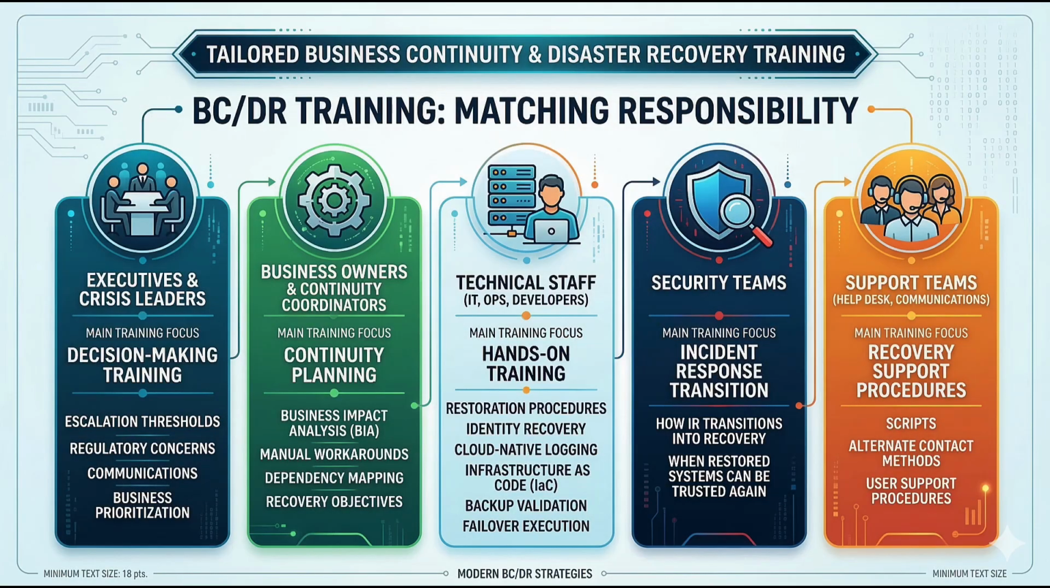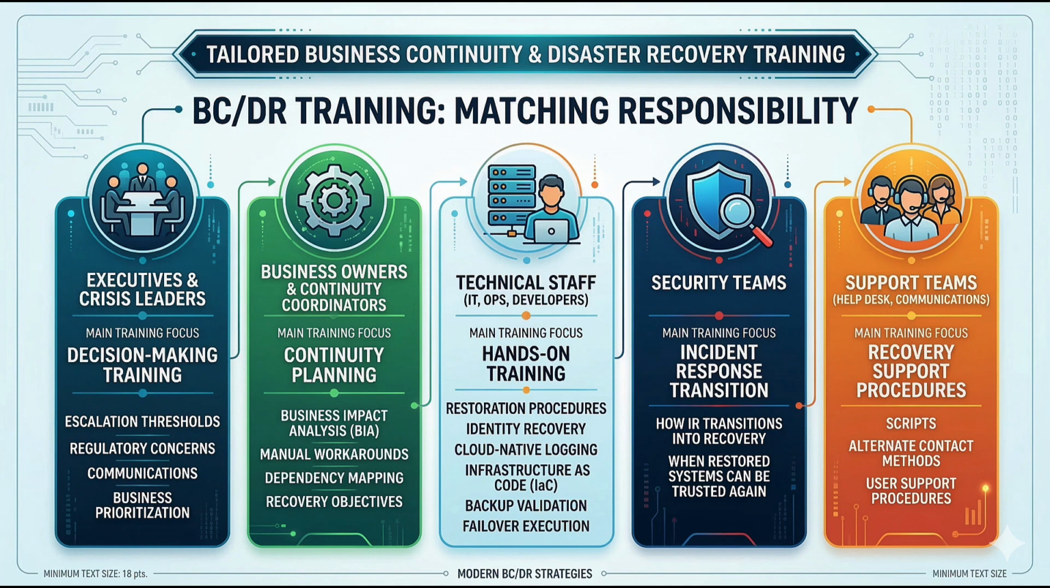Training must match responsibility. Executives and crisis leaders need decision-making training, escalation thresholds, regulatory concerns, communications, and business prioritization. Business owners and continuity coordinators need training on business impact analysis, manual workarounds, dependency mapping, and recovery objectives. Technical staff need hands-on training in restoration procedures, identity recovery, cloud-native logging, infrastructure as code, backup validation, and failover execution. Security teams need to understand how incident response transitions into recovery, including when restored systems can be trusted again.